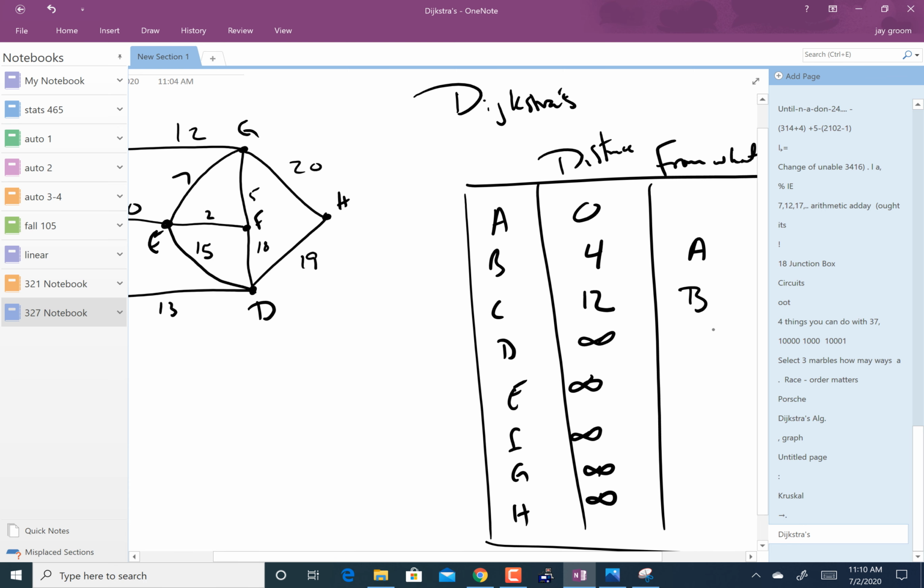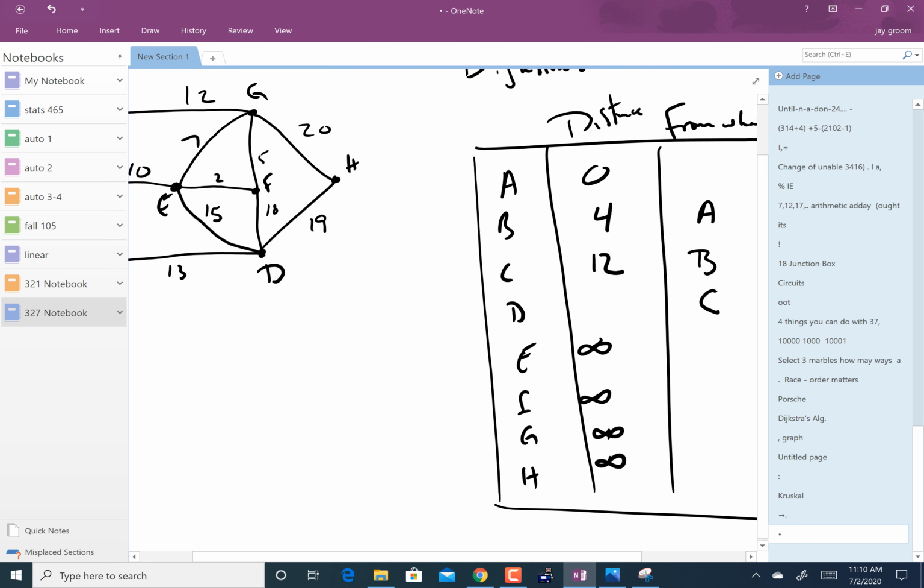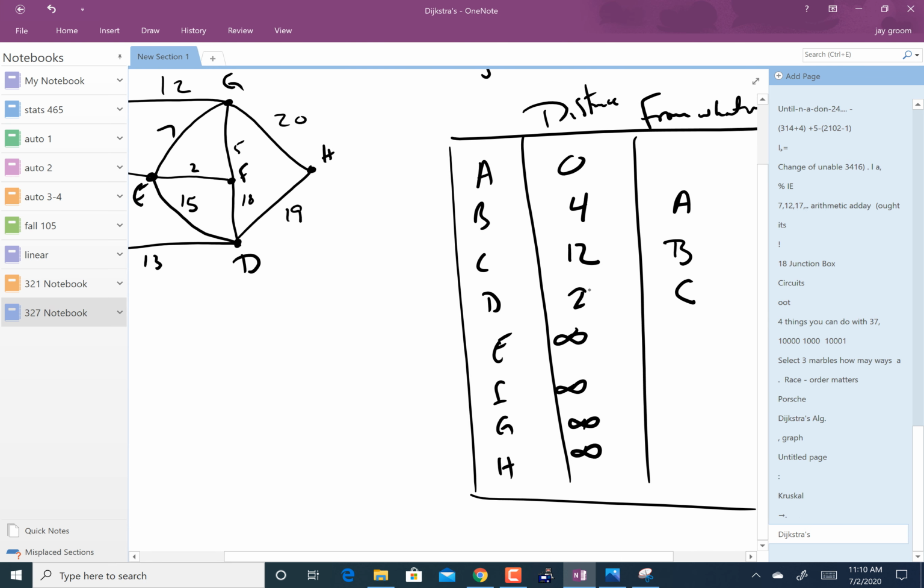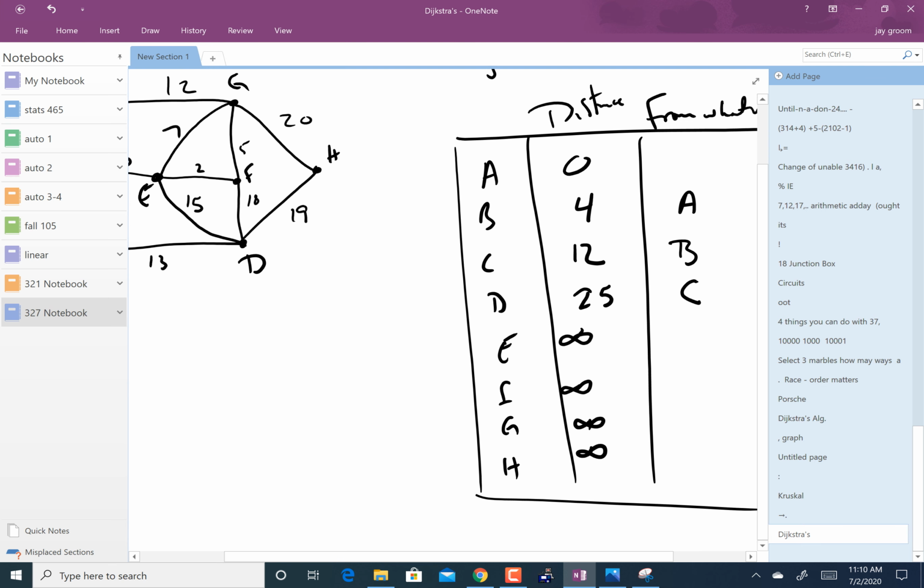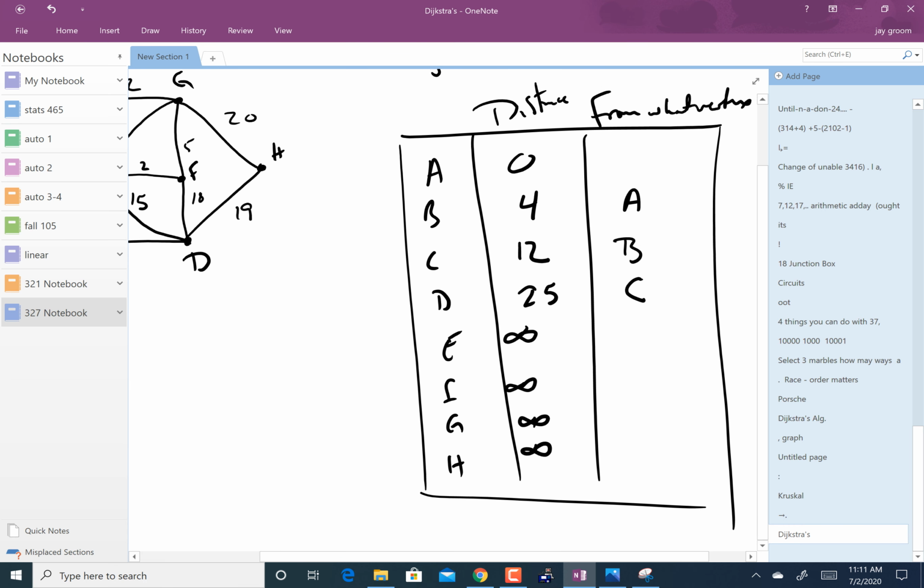So A, B, C, D is going to be our shortest path to get there, and that will be 25. Cool. Now, how many ways can I get to E? Well, I could go 12, and then 7 is 19. I could go 4 and 10 is 14. I could go down and around and back up around a corner. That's ridiculous. So really it's between 14 and 19, obviously. 14 wins. So 14 goes there.